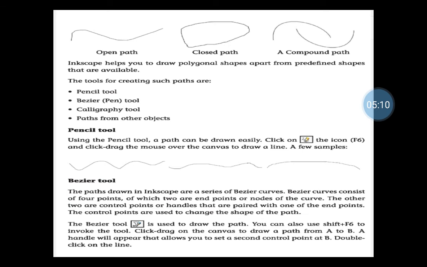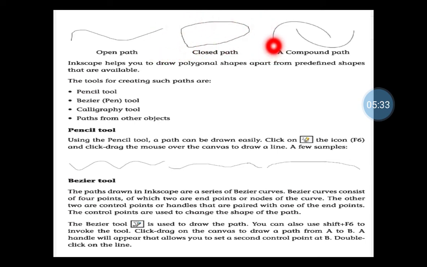Next, these are the examples of the open path, the closed path, and the compound path. Open path means there is no end, there is no close here, so it is called an open path. This is the closed path. Here you can see this line is closed, right? And this is the compound path.